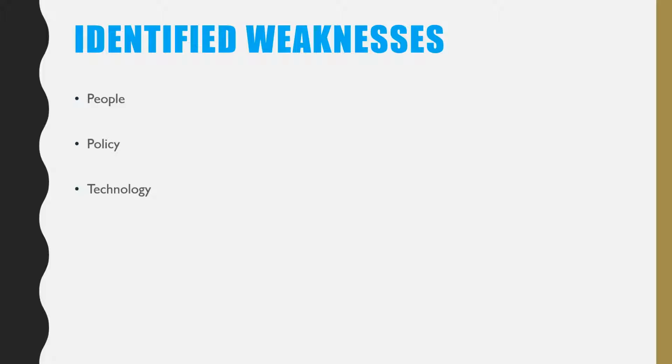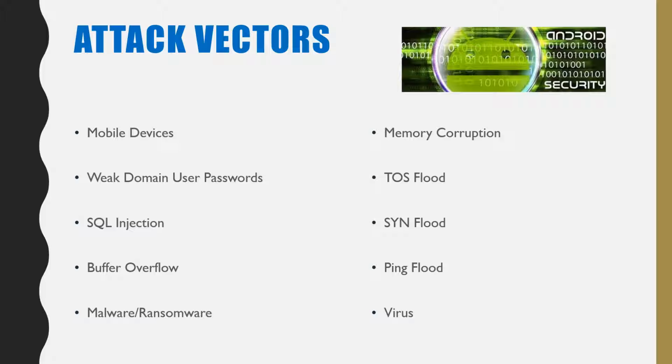Identified weaknesses that could leave our systems vulnerable to attack include people, policy, and technology. While doing the risk assessment, Team 5 identified attack vectors. These attack vectors include mobile devices, weak domain user passwords, SQL injection, buffer overflow, malware and ransomware, memory corruption, TOS flood, SYN flood, ping flood, and viruses. In 2019, we can expect that attacks will take advantage of these attack vectors.